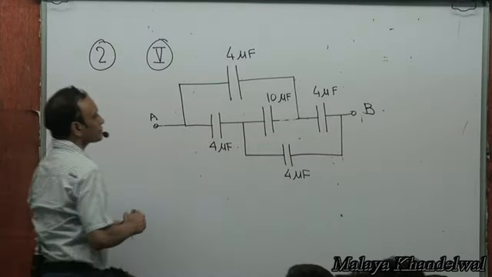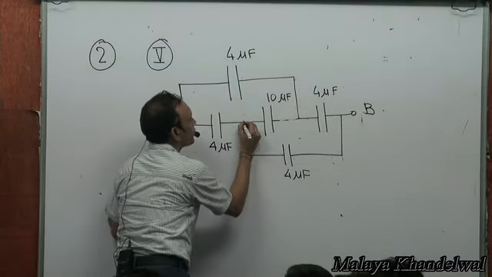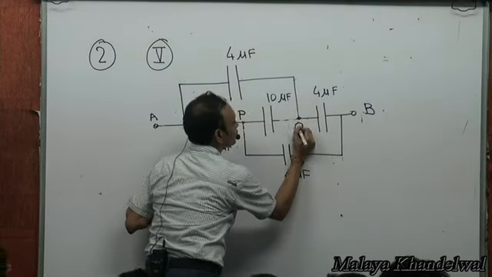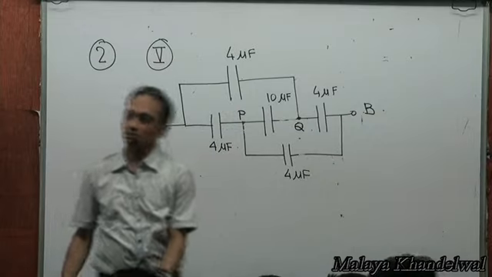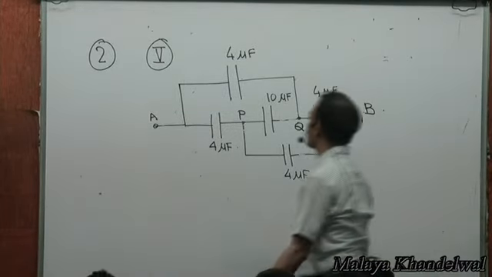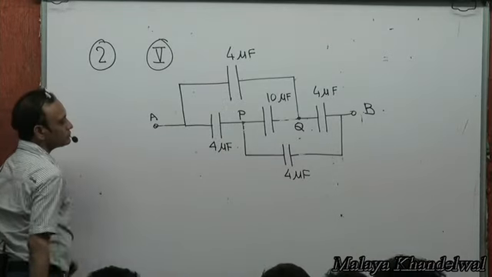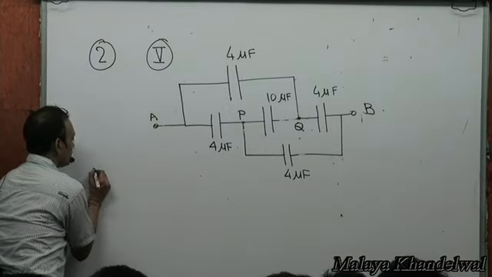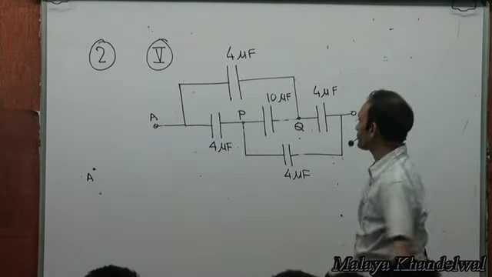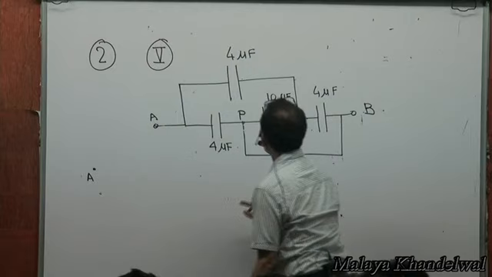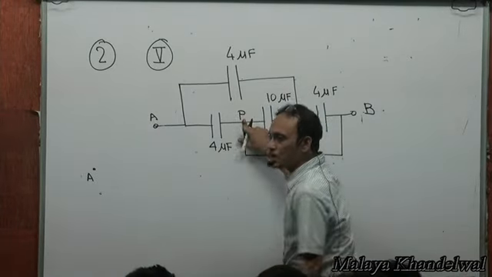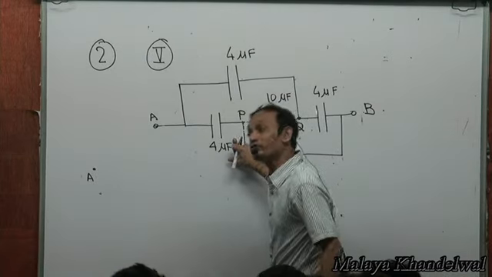What you do is, let me call this point P. Let me call this point Q. Let me redraw the circuit between points A and B. Now, there is a point A which is connected to one terminal of the battery. And there is a point P. Between A and P, there is a capacitance which is 4 microfarads.